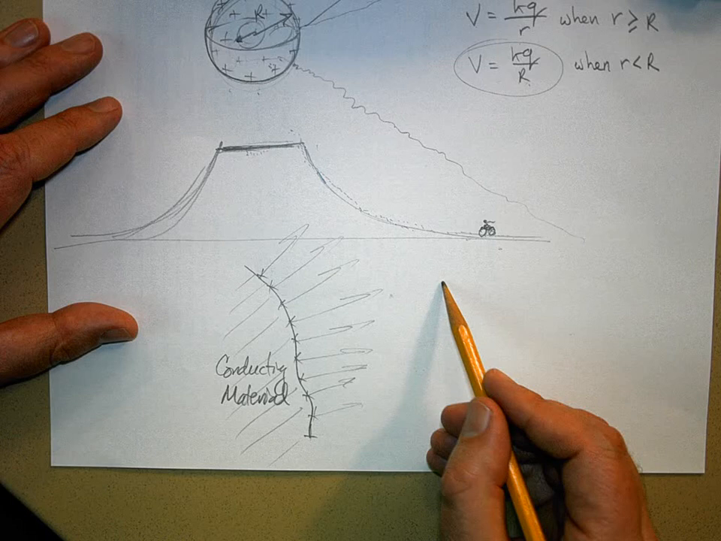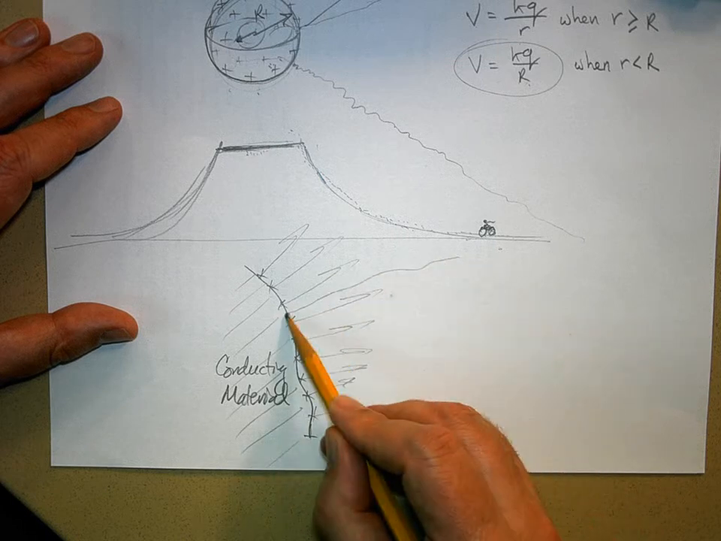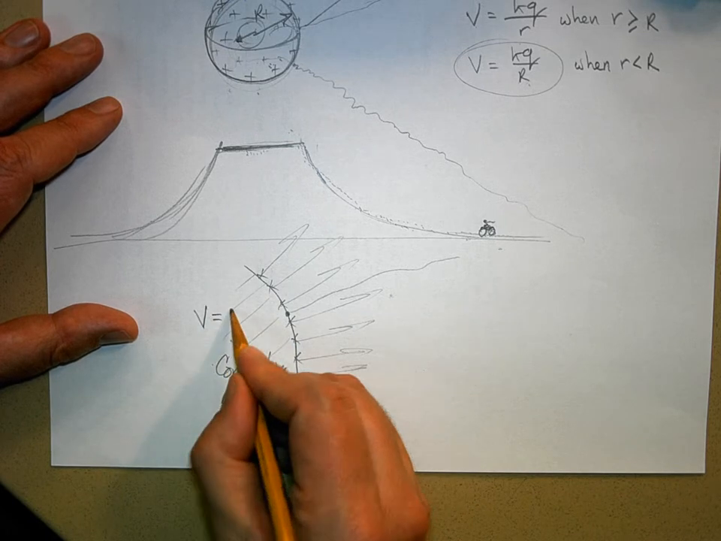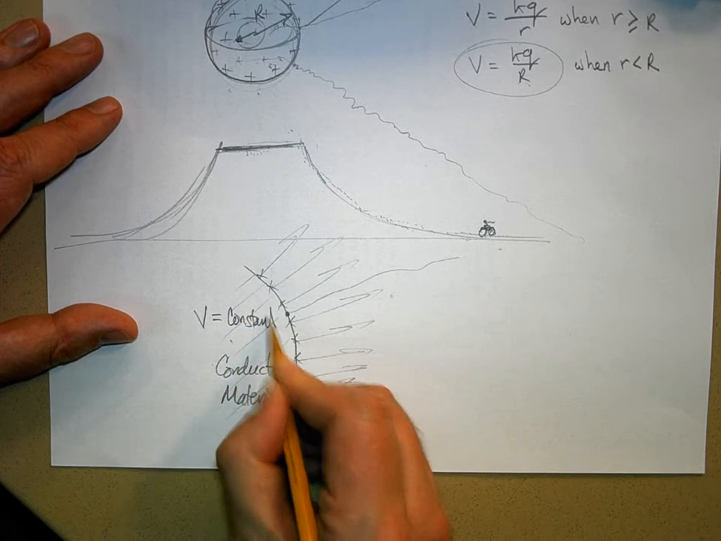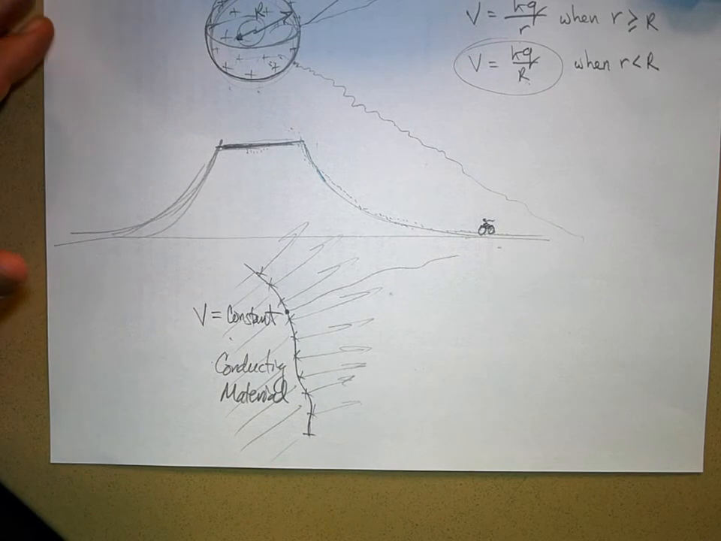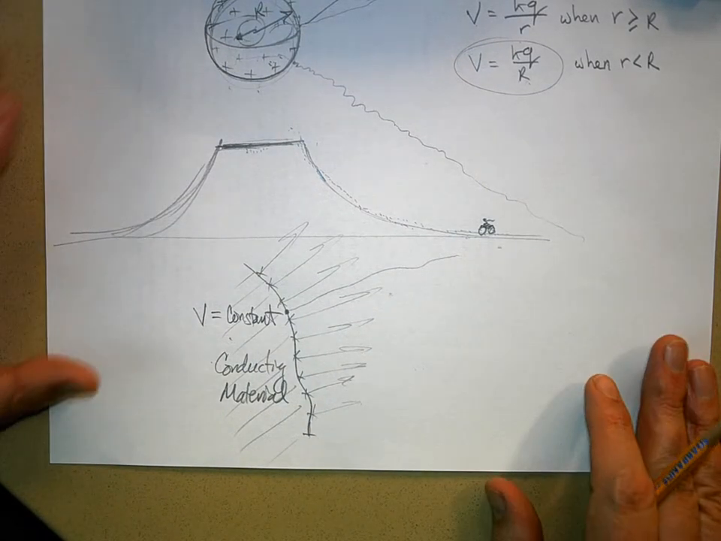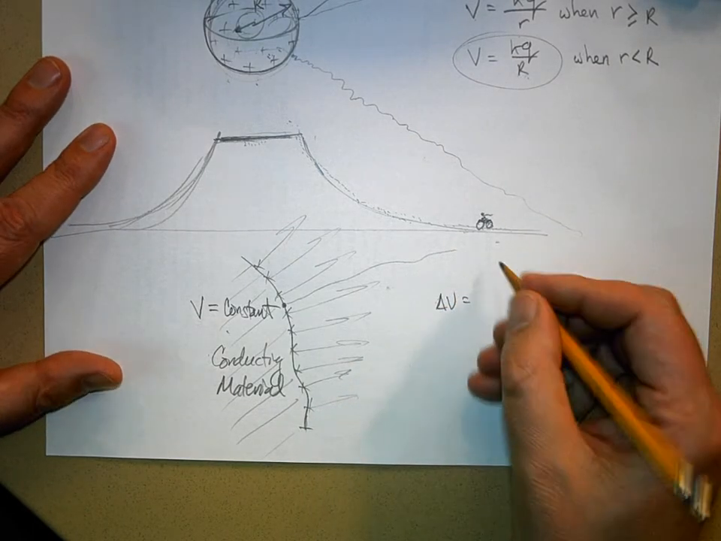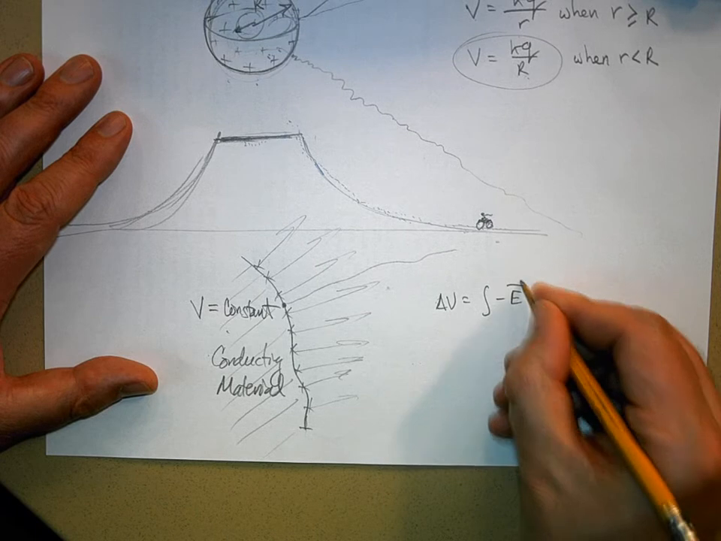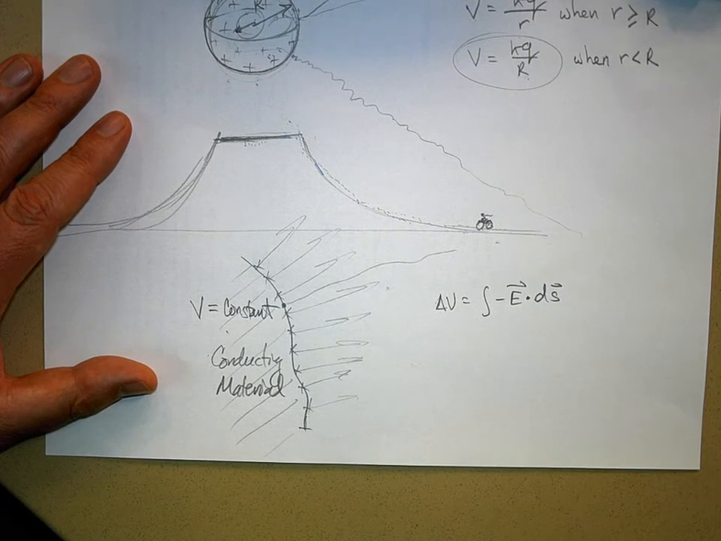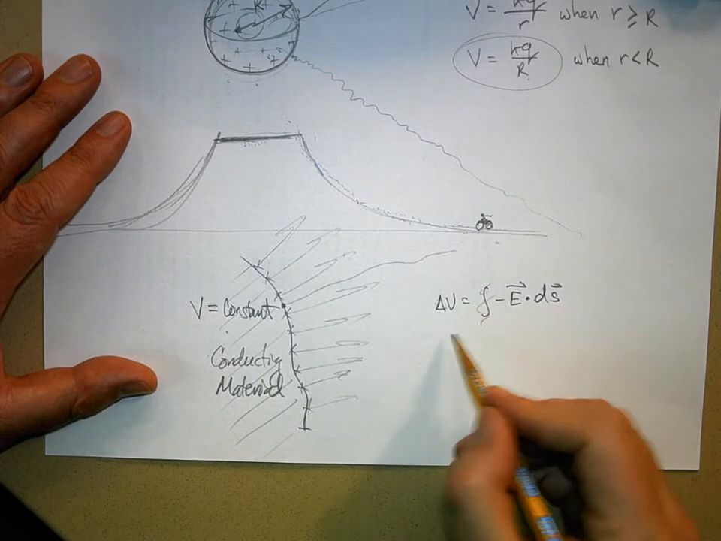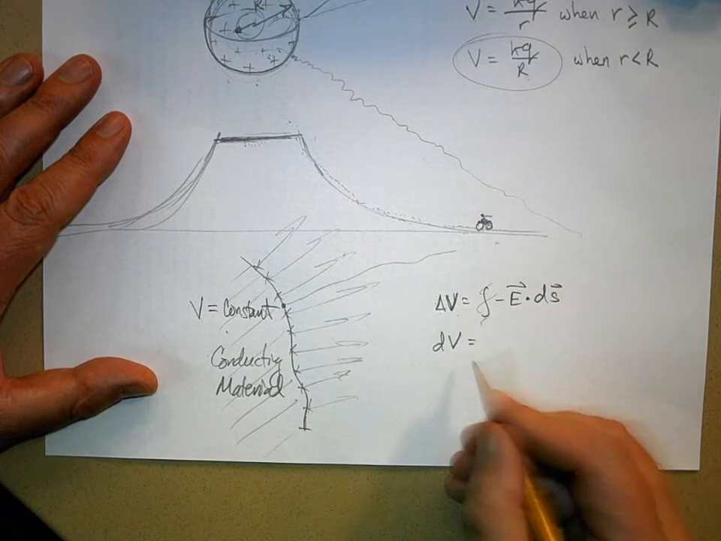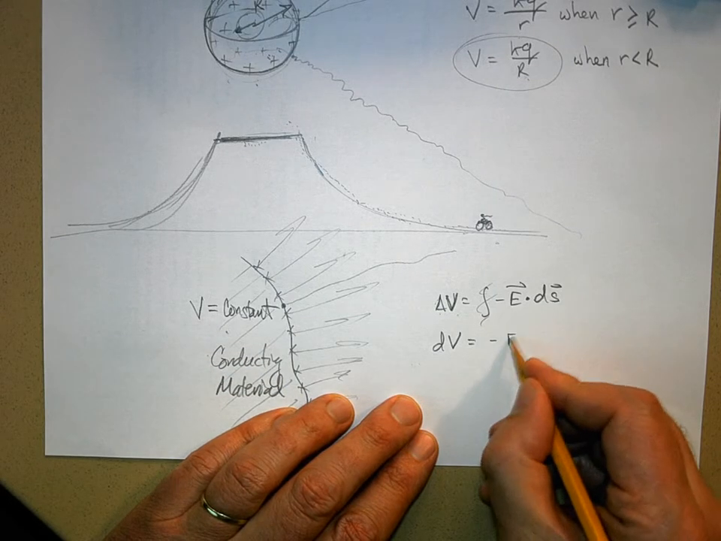So I have to do work against this to get all the way to this surface. But once I get inside, the voltage is a constant. The voltage is a constant inside a conductor. Let me show you something really cool about why this is true. Remember we said that a change in voltage is equal to negative E dot ds, right? Well, let's take away the integral sign. If I take away the integral sign, this delta V becomes a dV. That's a V right there, not a U. dV equals negative E dot ds.